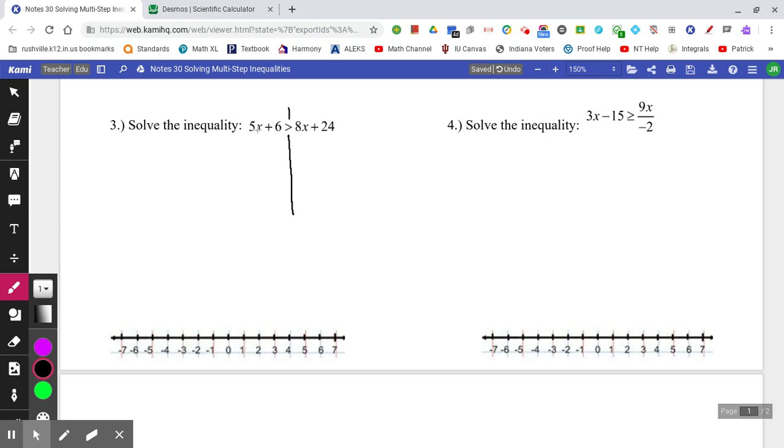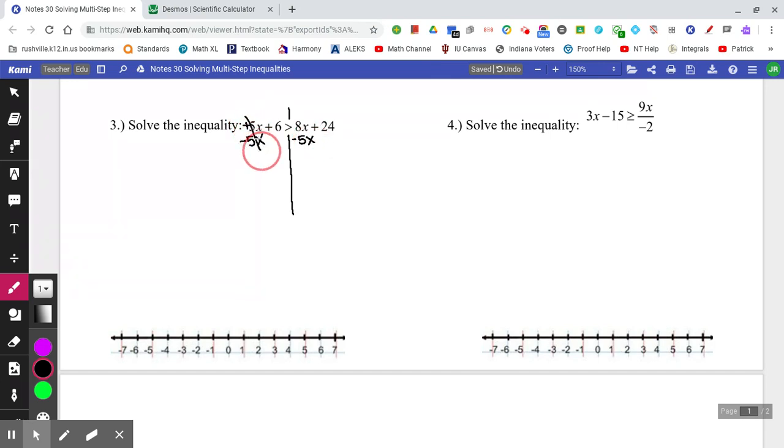We need to get the variable to one side of the inequality. So you can either move 5x or you can move 8x over. It does not matter. I always like to move the smaller one. So 5x is smaller than 8x, so I'm going to move 5x over. The opposite of a positive 5x, even though there's no plus sign right there, it is a positive, is a minus 5x, so I'm going to minus 5x on both sides.